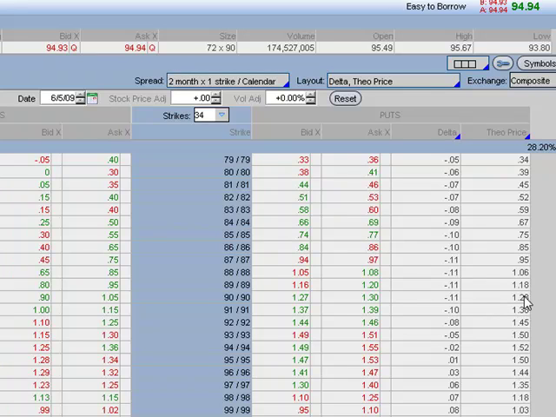What we can do is ask ourselves the question, what if time was to move forward to the Monday before expiration and the price was to move down from the current price of 94 to around 90? So that would be about a $4 move down.